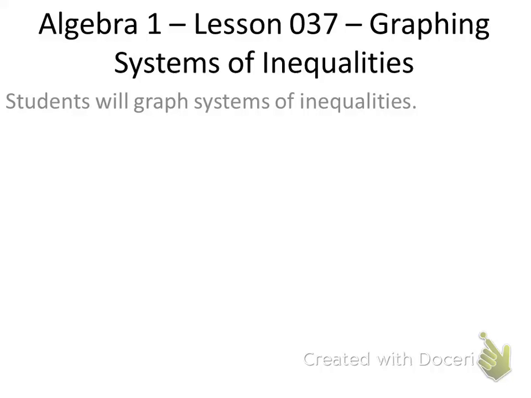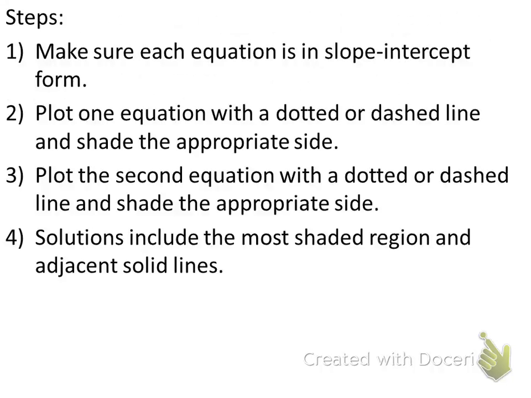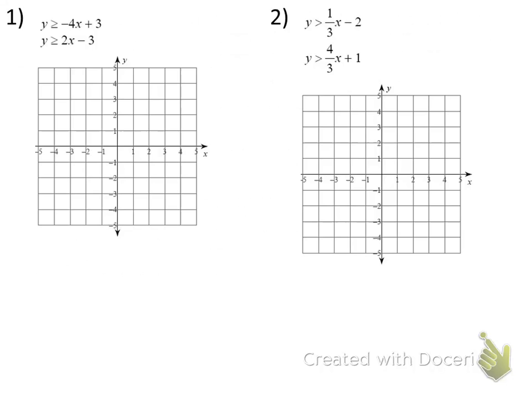This is a lesson on Algebra 1, Lesson 37, Graphing Systems of Inequalities. The objective is students will graph systems of inequalities. Okay? So, steps. These are the steps. You write them down. You should have them written down before we move on. Okay, number 1. I'll do number 1 and 2.